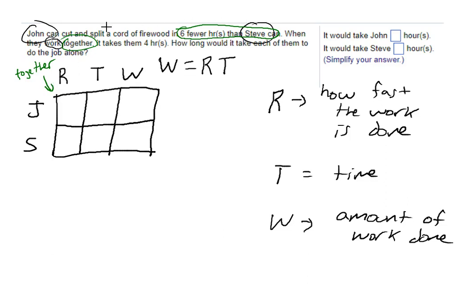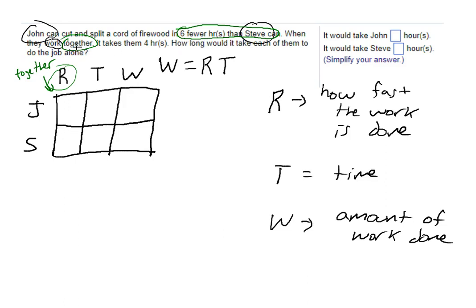So by knowing this, I can tell you who's the faster worker, right? Who works faster? It's John, because he gets the job done in 6 fewer hours than Steve. So Steve is slower, John is faster. That has to do with their speed, how fast they work. So don't put the 6 fewer hours in for the time. It's actually given to us so that we can understand their speed.